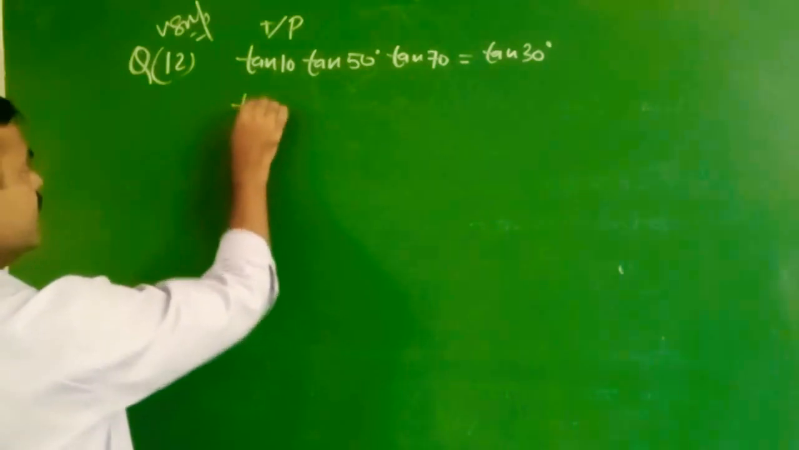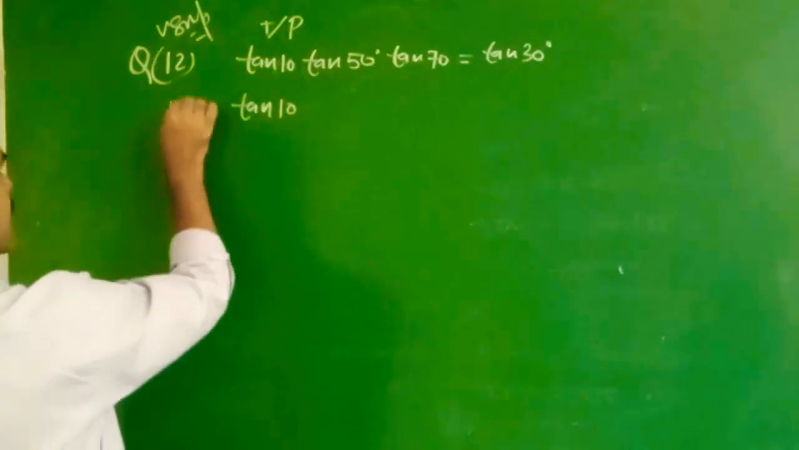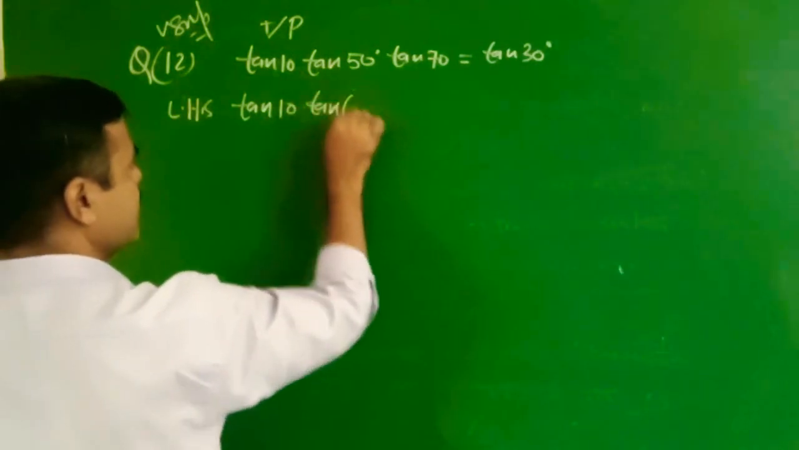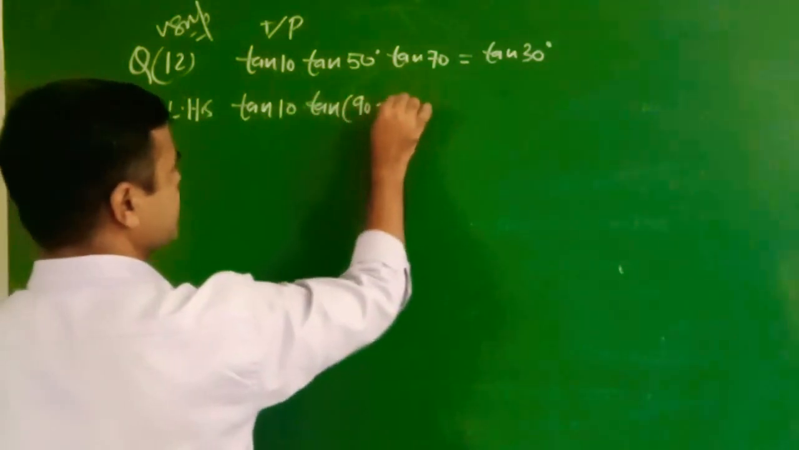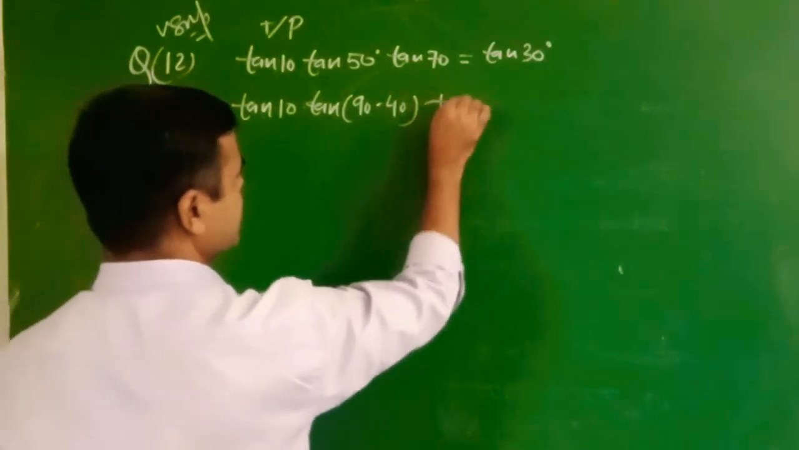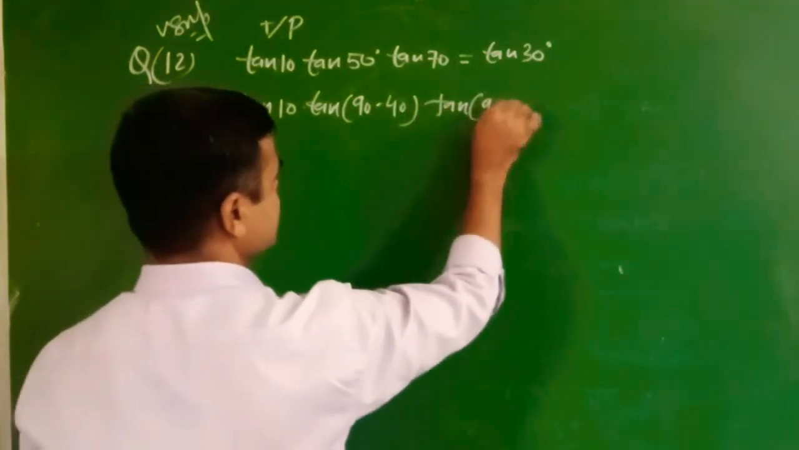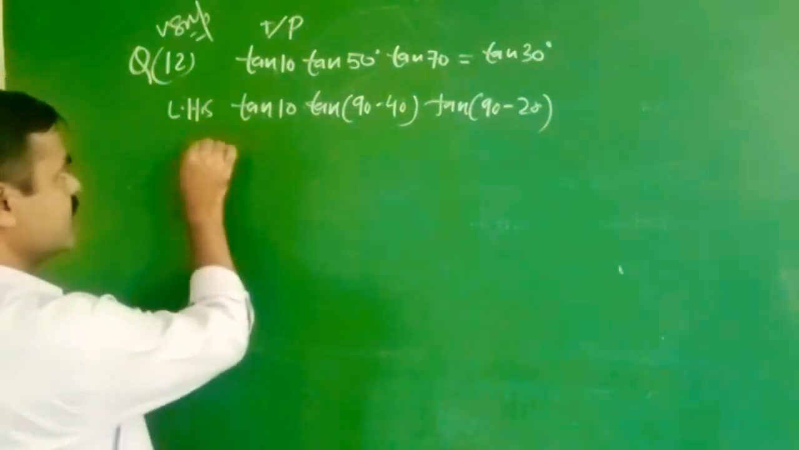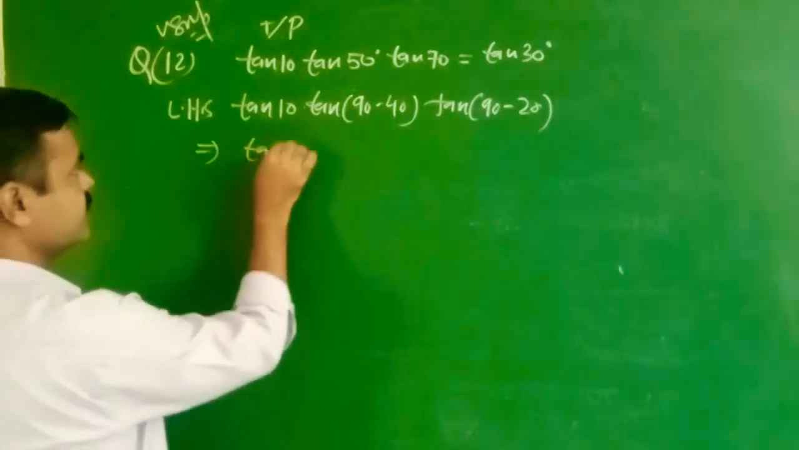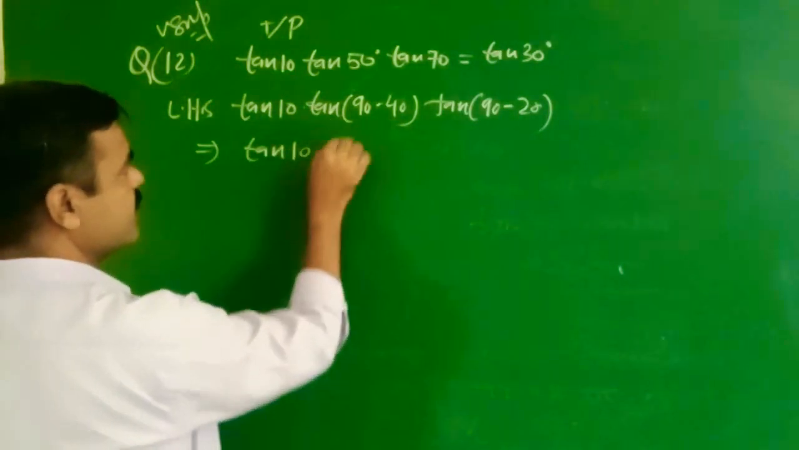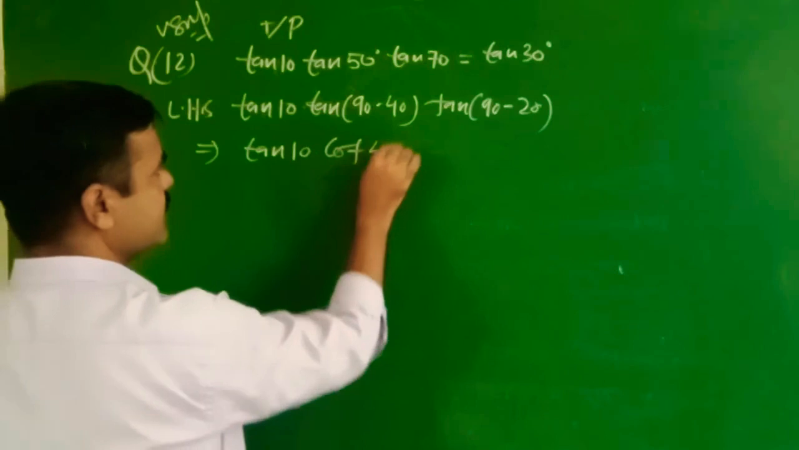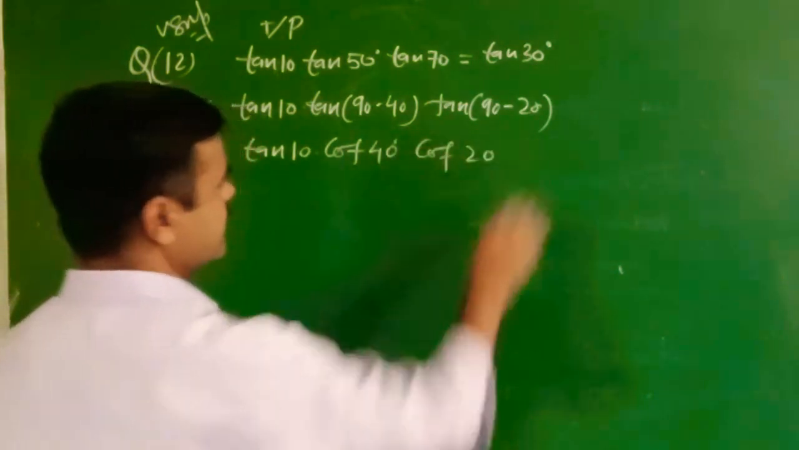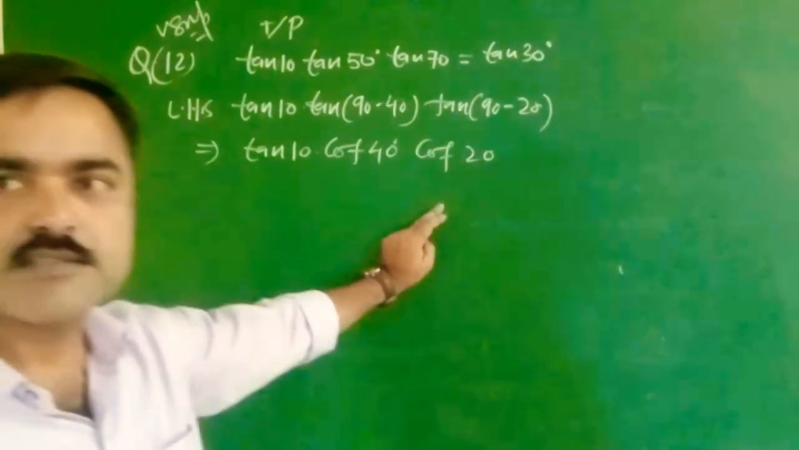This is tan 10. I am taking LHS: tan 10, tan 50 may be written as tan 90 minus 40, tan 70 may be written as tan 90 minus 20. Clear? Now this is equal to tan 10, and tan 90 minus theta equals cot theta, tan 90 minus theta equals cot theta. Here I have converted into small angles.